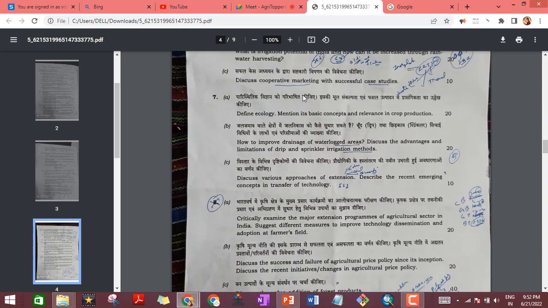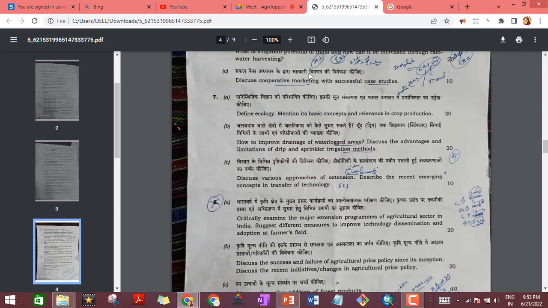See, for example, cooperative marketing with successful case study. Even if they don't ask for case studies, definitely you have to write them, like Safal in Delhi, Nandini in Karnataka, the Amul, and also something different. Everyone will write something, so write something new, like Maha Grapes in Maharashtra, one of the greatest marketing successes for grapes. We have Maha Orange. People will write these less. Also in Delhi there are cooperatives which are working. So we need to write those examples.